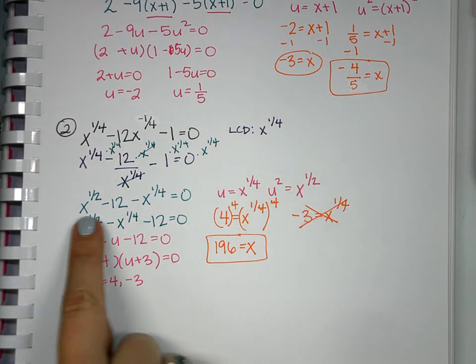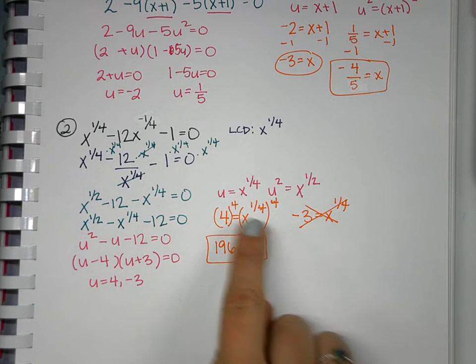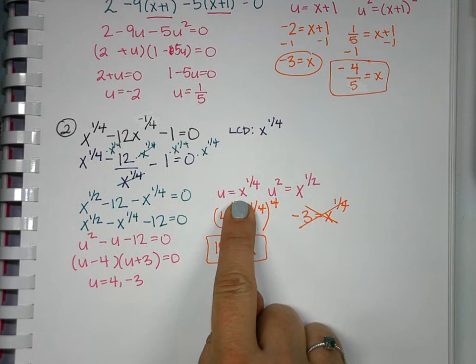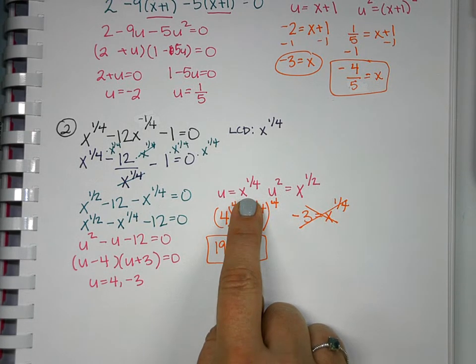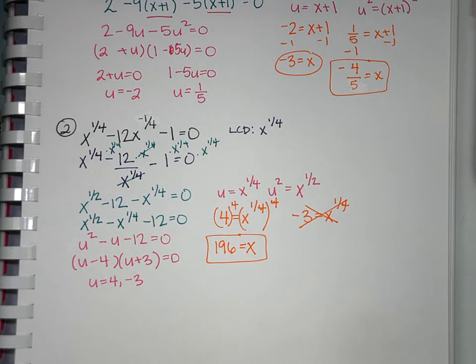After doing the LCD, I looked for a u substitution again, and that's where I saw that if I let u equal x to the 1/4, then u squared, or x to the 1/4 squared, is x to the 1/2, which also is in my problem. So that allowed me to do a u substitution to solve.